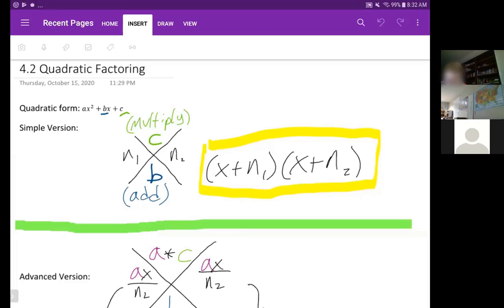Okay, so this is just a way to do it. This is the X method. There's plenty of methods to do this. This is just one that I think works well. So you take your equation, you put the C number, the last number that's by itself, on the top, and then the number that's with the X goes at the bottom. And then your answer is going to look like this that's highlighted.